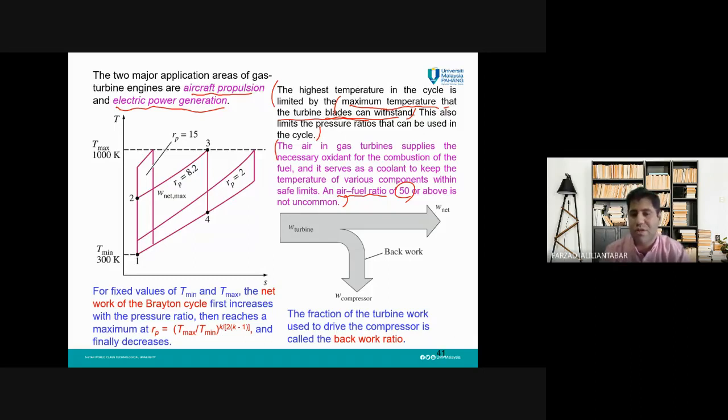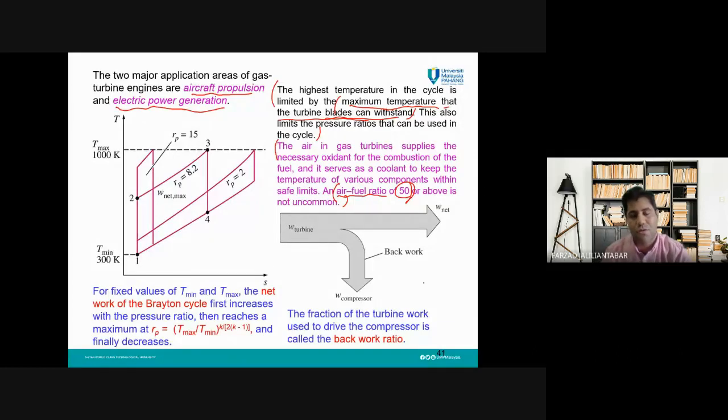So the air-fuel ratio in this type of engine is also very high, and it is useful to cool down the components of the turbine and engine, to provide a cooler temperature in some parts of the cycle. In the turbine, we need to have the maximum temperature, but after the turbine, it is better to have a lower temperature. So the air-fuel ratio is high in this type of cycle, usually to cool down after the turbine.